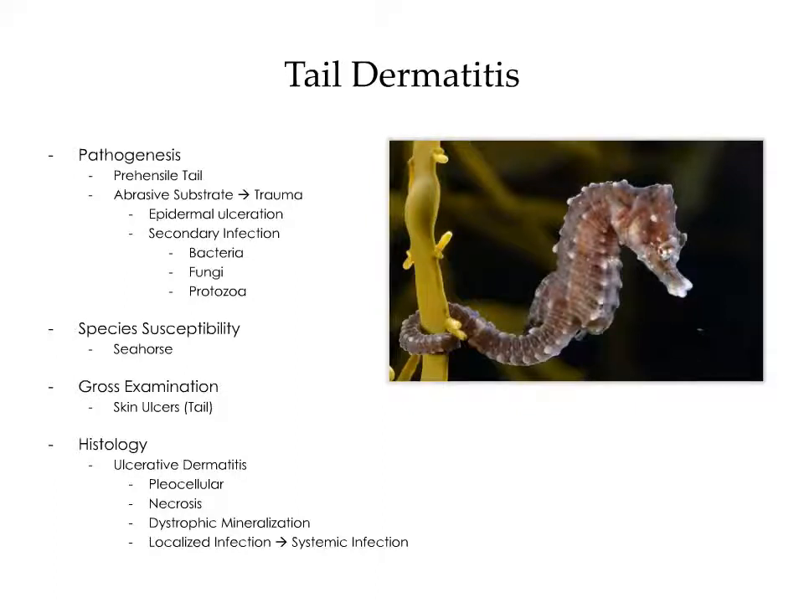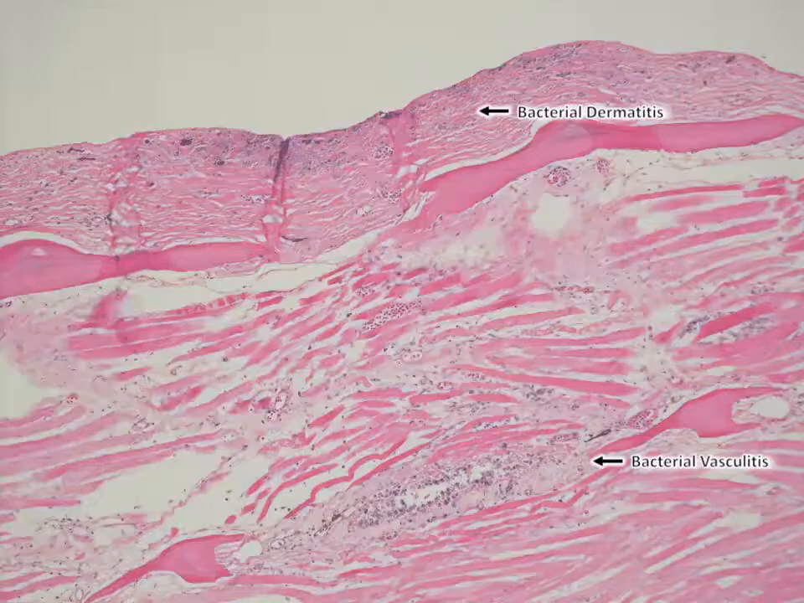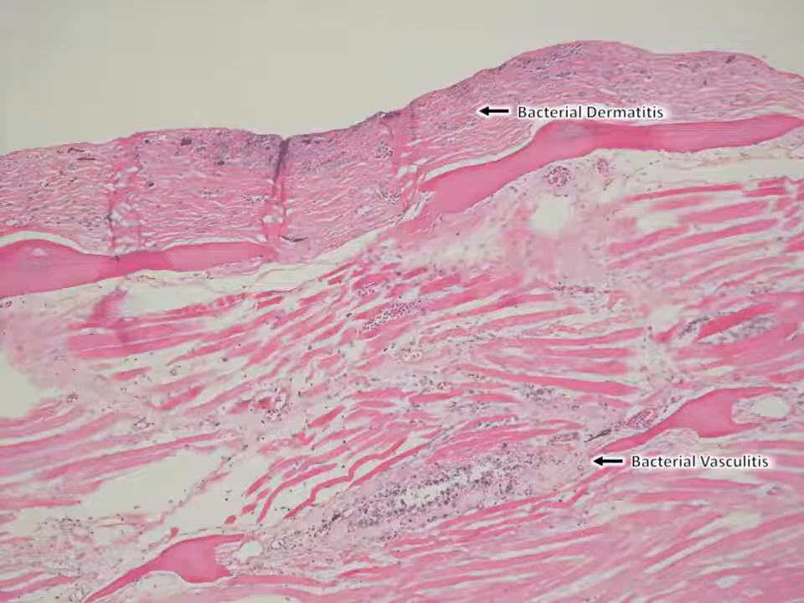Histologically, you'll see ulcerative dermatitis. This can be associated with pleocellular inflammation, necrosis, dystrophic mineralization, and localized infection. Localized infections can progress to systemic infections. Within sections of the tail, there's an extensive area of epidermal ulceration, which is associated with secondary bacterial infection. There's also involvement of a vessel deep within the underlying tissue.